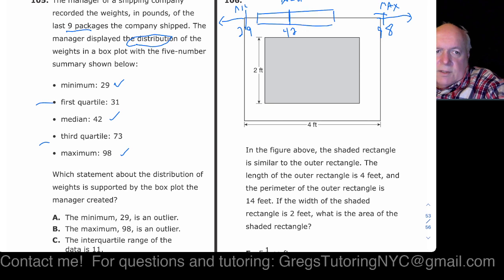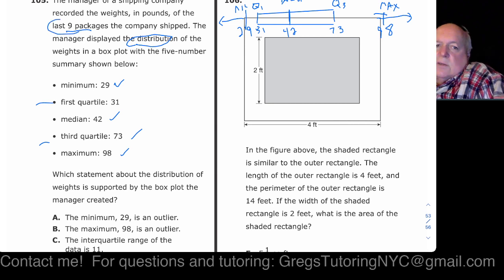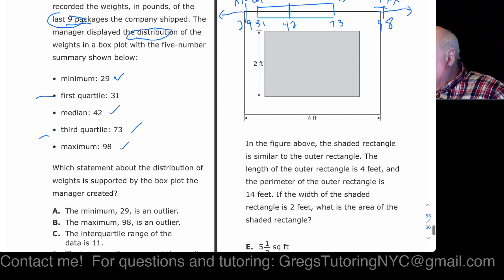So my box is here. This means this is my Q1, and they're telling us that's 31. And my Q3, that's going to be the third quartile, so that's 73. So it said there were 9 packages. They don't give us the package weights, but this is the distribution of that data. So at this point, we've represented what the thing actually is and is not.